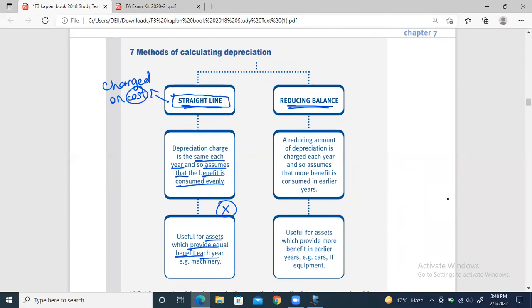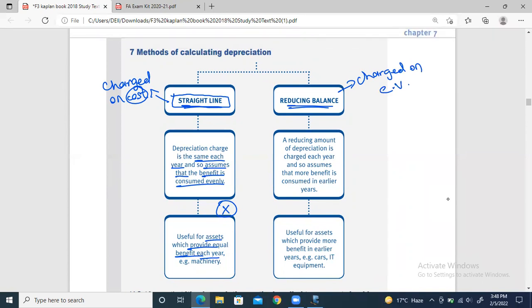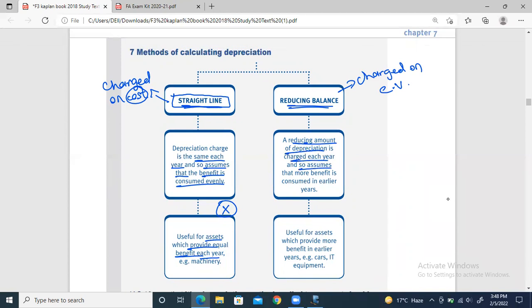But what about reducing balance? Always remember this is charged on carrying value. I'll explain what this carrying value means in just a minute. So a reducing amount of depreciation is charged each year, which assumes that more benefit is consumed in earlier years. This is the harder form, but the easier way is to remember it is charged on carrying value, right? And the name, reducing balance, tells us that the balance reduces each year.